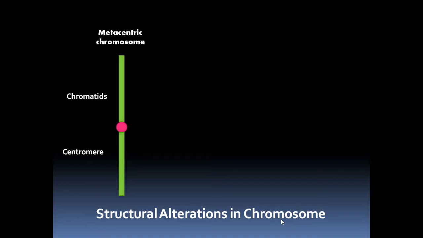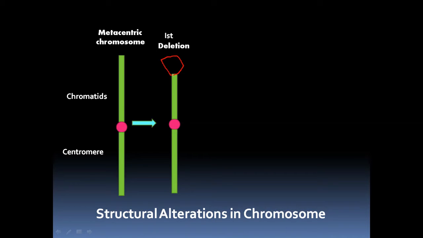Now let us consider the example of a metacentric chromosome. Here, the structural alterations that are possible, the first important among them is the deletion. Now in the process of deletion, what happens is that a part of the chromosome is basically deleted. So we can see that this part of the chromosome has been deleted in this chromosome. So this kind of aberrations or alterations in the chromosomes are generally called deletions.